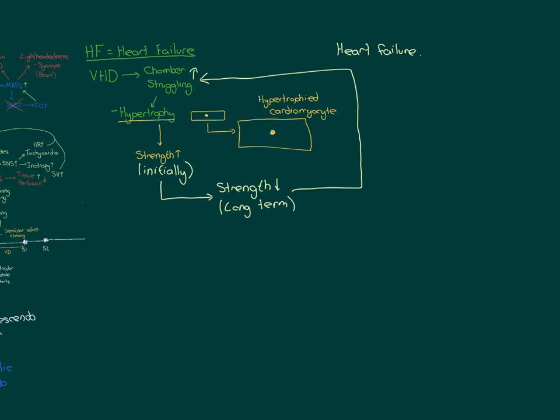So I should stress that when I say the chamber undergoes hypertrophy, it won't be the case that all the cardiomyocytes instantly undergo hypertrophy all at the same time. It'll be that gradually some of them are undergoing hypertrophy, they're losing their ability to contract in the long term, and then more of them undergo the hypertrophy process, they lose the ability to contract, and gradually that chamber is just going to become weaker and weaker and worse at actually pumping blood out. Okay, so this is heart failure. This is what causes heart failure.